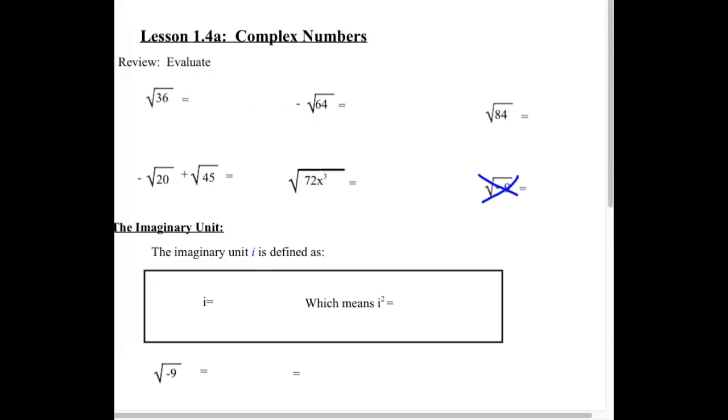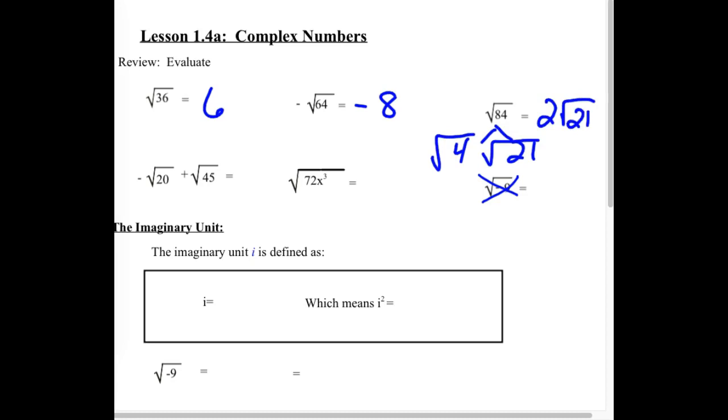So I asked you guys at the beginning of class here just to kind of review, what is the square root of 36? Okay. How about this? Negative square root of 64. Yep. And the negative being outside matters, right? It just means we have a negative answer. How about 84? Square root of 84. Okay, so you had to break it down into 4 times 21, and then you square rooted those pieces, and you got 2 square roots of 21.